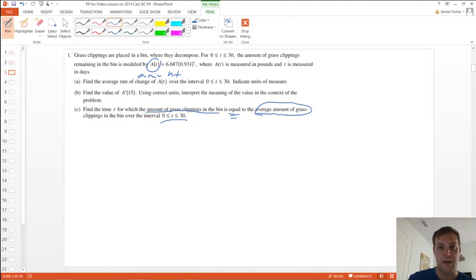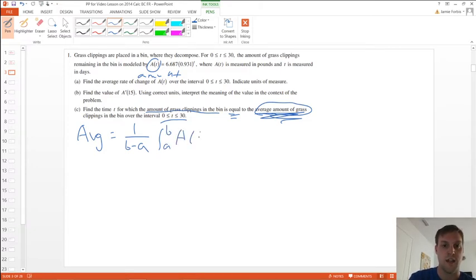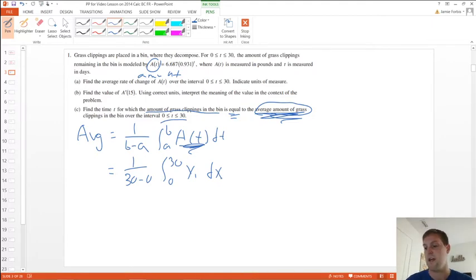Well, in order to find that time, I need to first know what the average amount of grass is over 0 to 30. And we know how to find the average value. Average value is equal to 1 over b minus a times the integral a to b of whatever my function is. In this case, it's A of t dt. So literally in my calculator, all I typed in was 1 over 30 minus 0 times the integral 0 to 30. And remember, I had A of t stored in my calculator as y1, so I literally just said y1 and then dx.